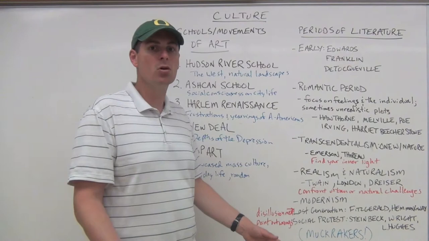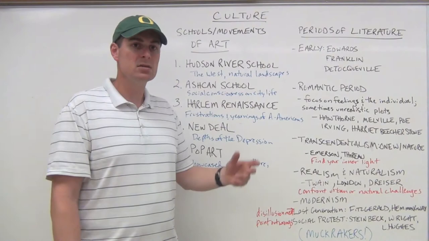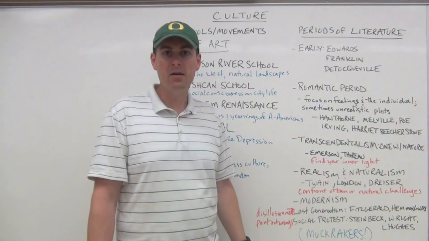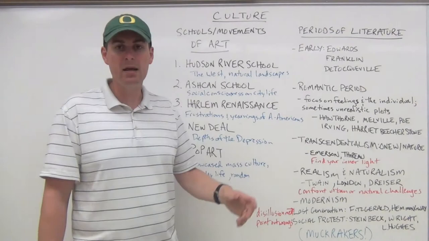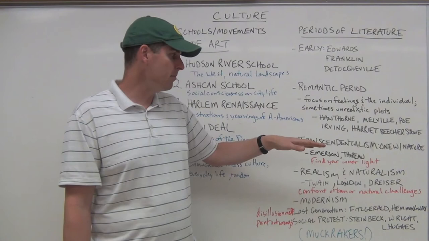The Romantic period is kind of a focus on feelings and the individual. Sometimes the plots were unrealistic things, you know, man against nature or something like that. Nathaniel Hawthorne writes The Scarlet Letter, looking at morality in New England. Herman Melville with Moby Dick is kind of this man against the forces of nature. Edgar Allan Poe, renowned poet, obviously. You could throw Emily Dickinson in a little bit later here.